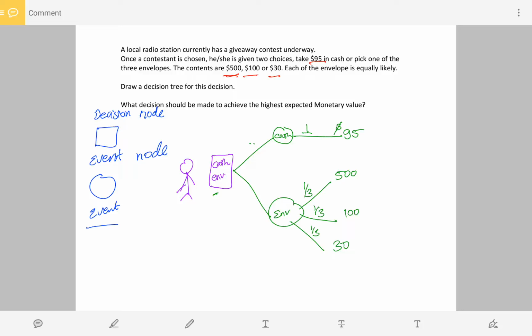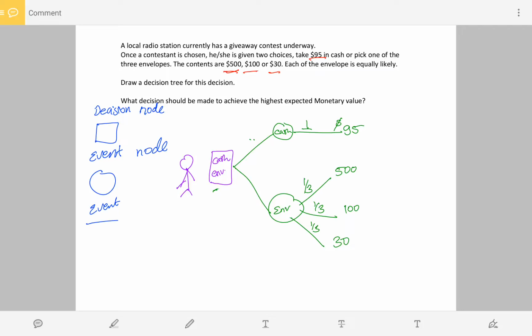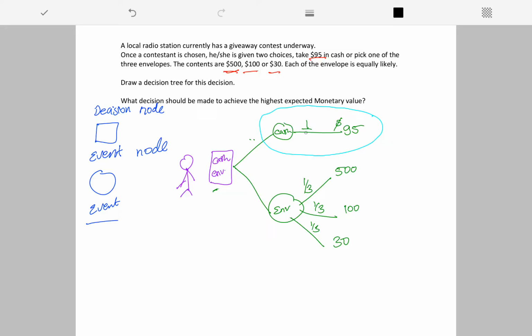These probabilities are important. Remember, following one event node, all the probabilities will add up to be 1. Well, in this case, it's pretty simple because there is only one, and only one adds up to be 1. Following this event node, there are three events that could happen. If you notice, these 3 will add up to be 1: 1/3 plus 1/3 plus 1/3 equals 1. That is a very important property. When you make a decision tree, if that doesn't happen, you made a mistake.